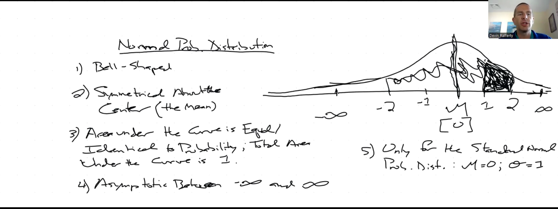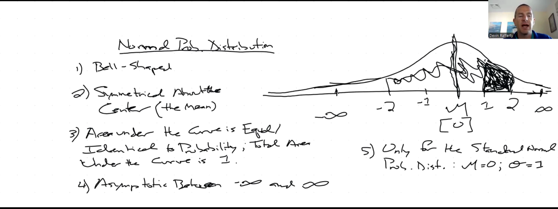But just for our introduction to the normal probability distribution, the normal is bell-shaped, symmetrical about the mean, the center, right? The mean. The area under the curve is identical, equal to probability. The total area under the curve is 1. Why? Well, if area and probability are the same here, all probability everywhere has to add up to 1. So that means that the total area has to add up to 1.